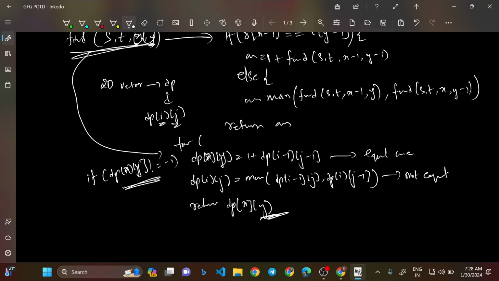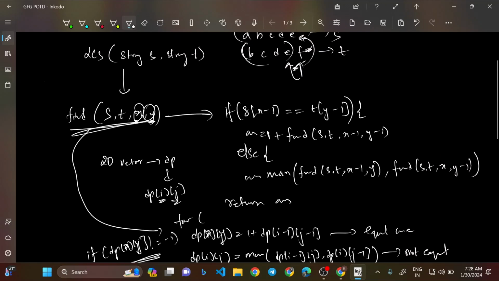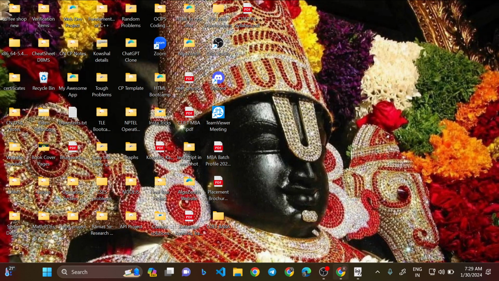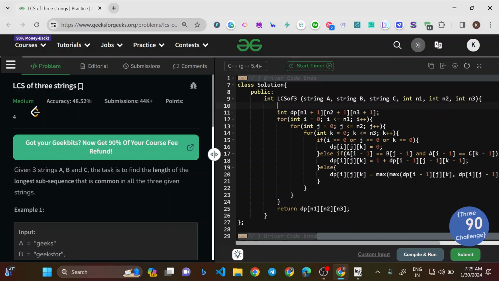But if it's a bottom up approach, you'll be using a for loop and solving this. So this is a basic LCS that we have already been doing. We know the brute force, we know the memoization technique, we know the bottom up approach. The same thing we are replicating here as well, just that we are adding in another dimension. So this is the bottom up approach. So what are we doing here?